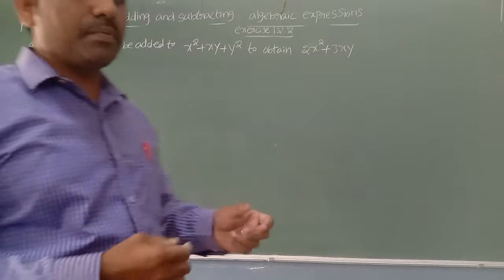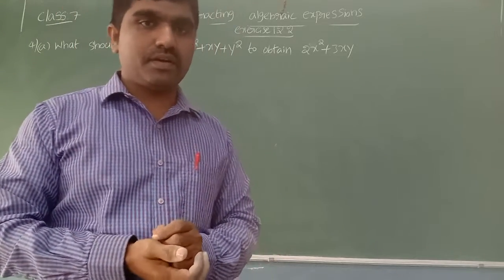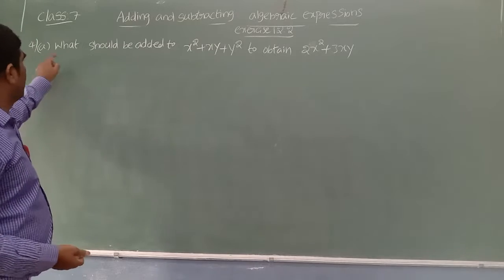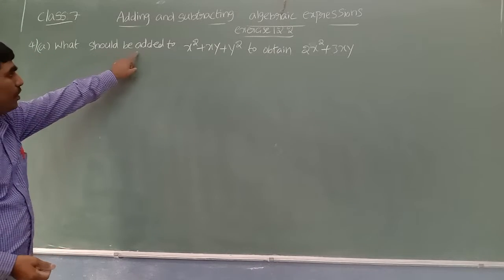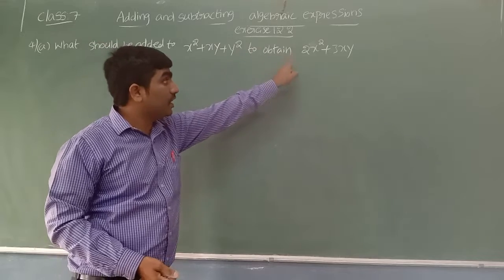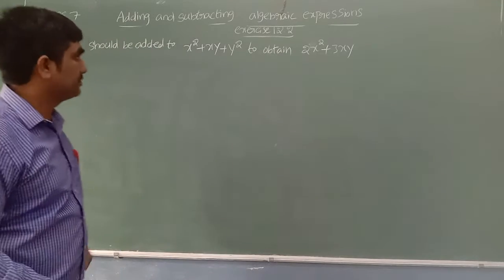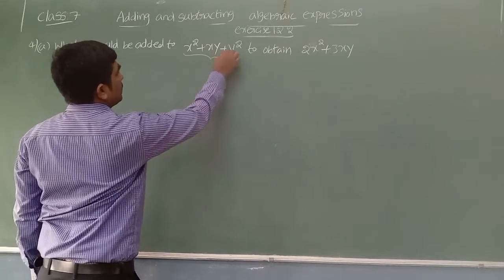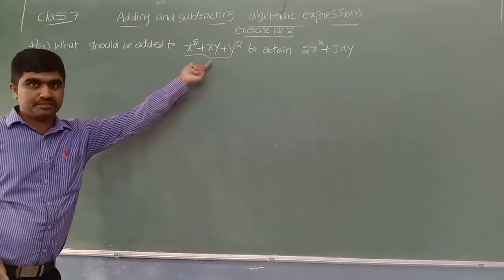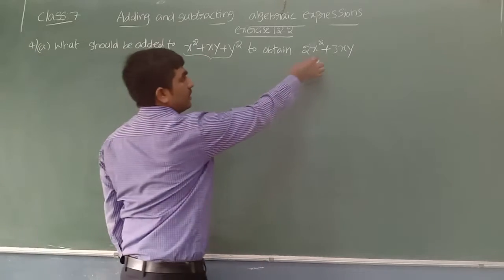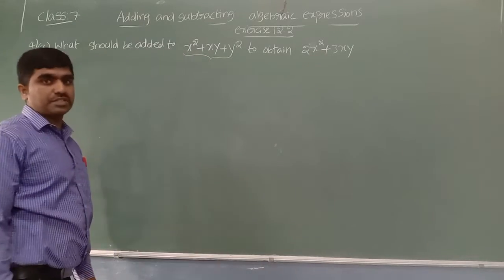We can see here 12.2 exercise continuation. Fourth bit we'll see here based on addition. Fourth bit A: what should be added to x square plus xy plus y square to obtain 2x square plus 3xy? Here the question is asking what we need to add. What should be added to this to get the result like 2x square plus 3xy?